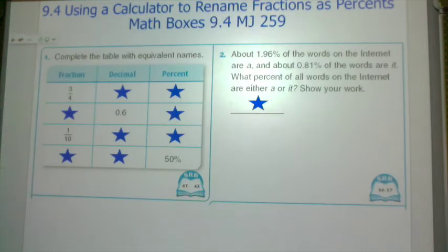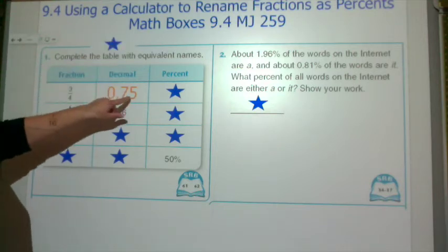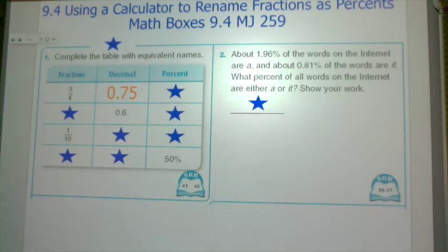All right, then we are on math boxes. We are going to complete the table with equivalent names. Please put your name on this. Stop, wait a minute. Make sure you put your name on every single thing that we've done today, including all of the math pages. That's going to help me complete the table with equivalent names. 3/4. Ooh, there's that fourth again. I automatically think that each of these parts is worth 25. So 3/4 would be 0.75. You can figure out what the percent is.